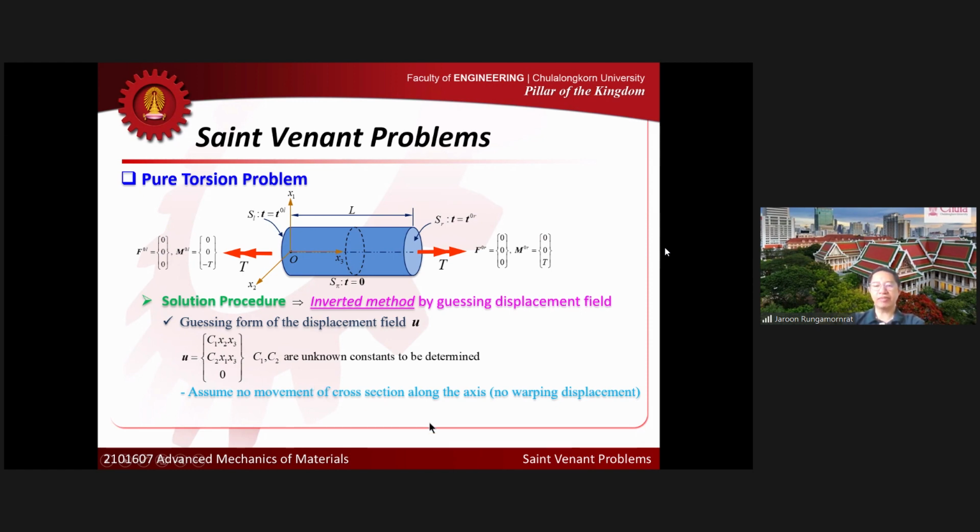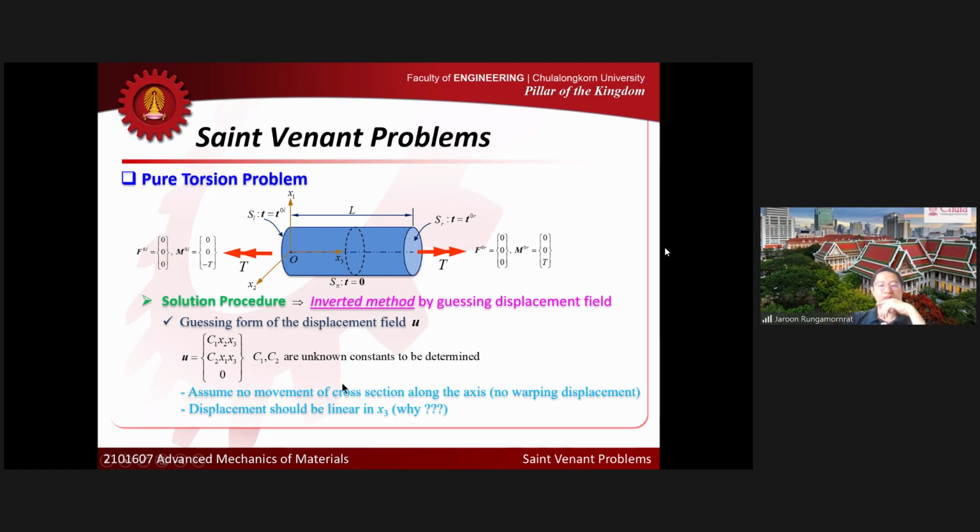And also, I assume that the displacement should be linear in X3. Do you have any explanation for this? Why do I think that the displacement should be linear in X3? Can anyone tell me? If you take a look at the form that I guessed here, in terms of X3, you can see that both U1 and U2 are dependent on X3. So we can say that they are linear in X3.